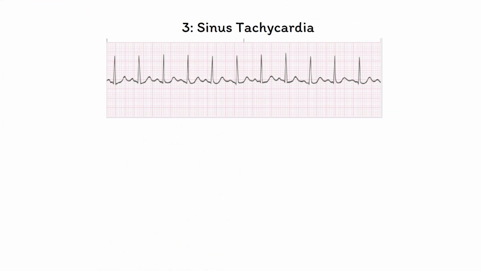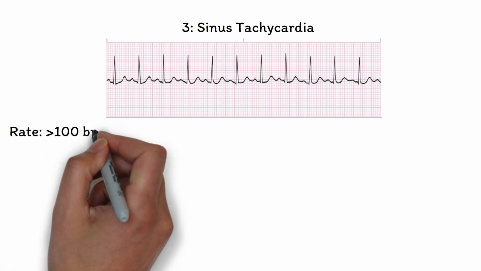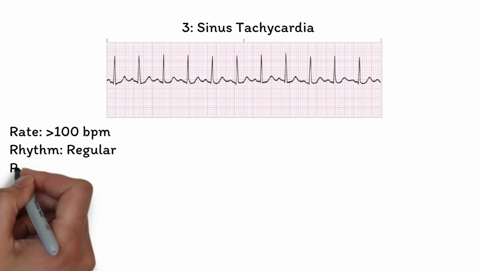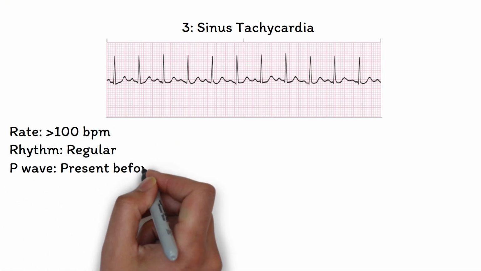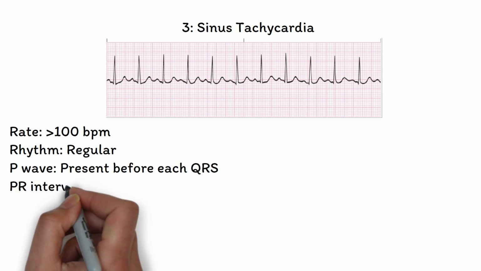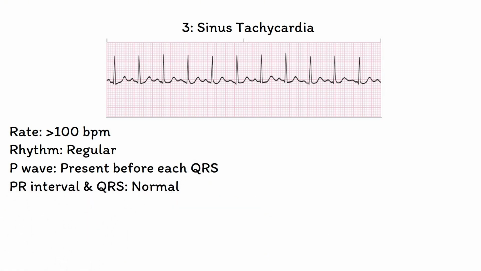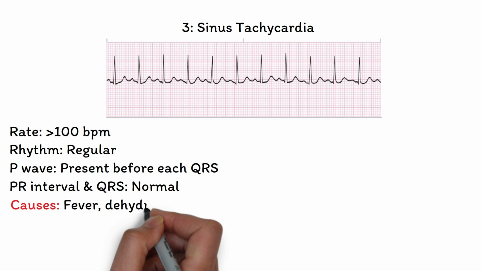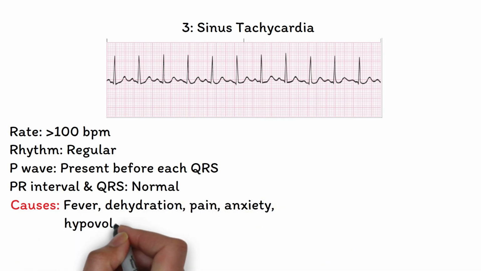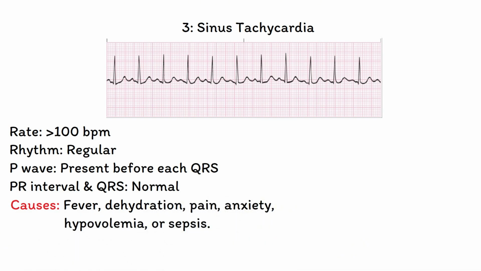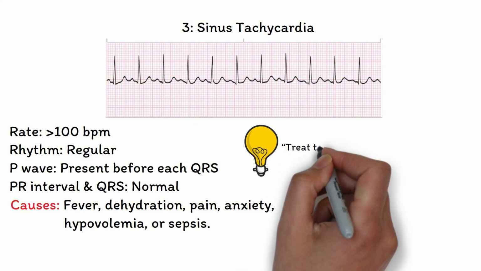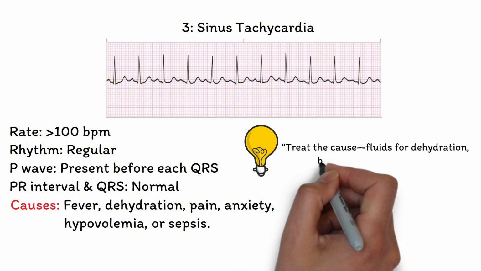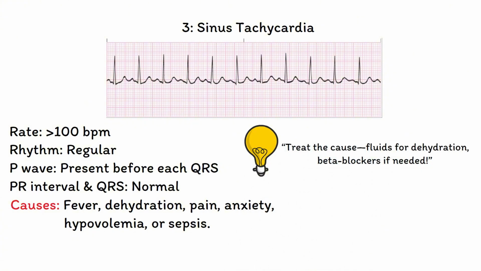3. Sinus tachycardia: rate greater than 100 BPM, rhythm regular, P wave present before each QRS, PR interval and QRS normal. Causes: fever, dehydration, pain, anxiety, hypovolemia, or sepsis. NCLEX tip: treat the cause, fluids for dehydration, beta blockers if needed.